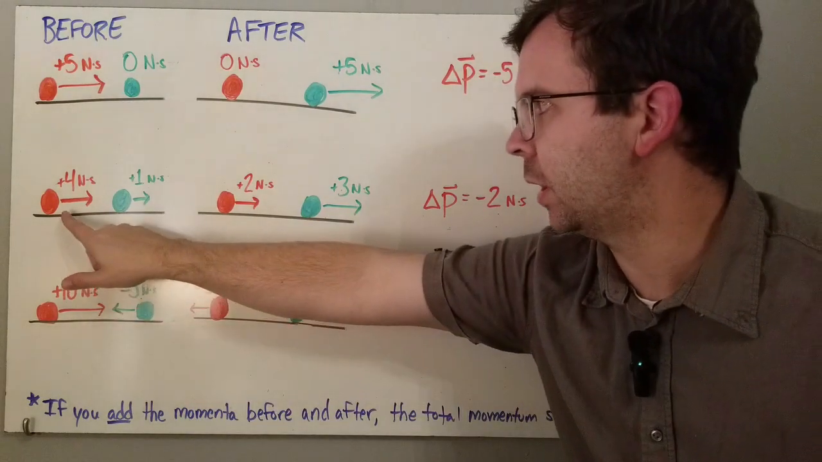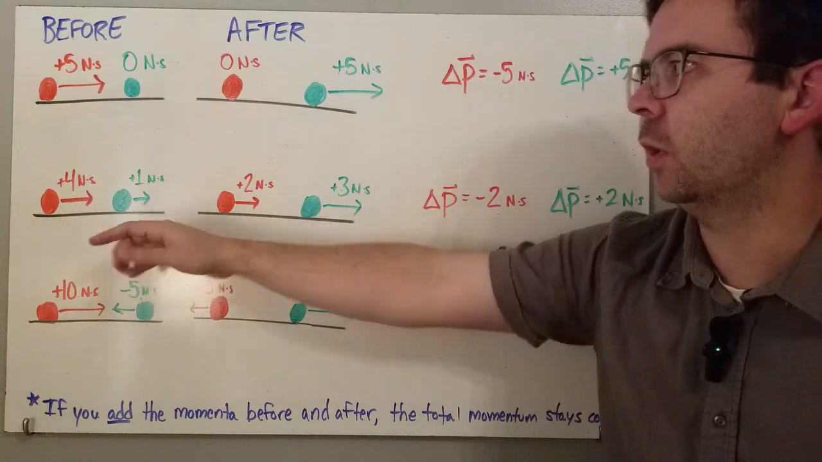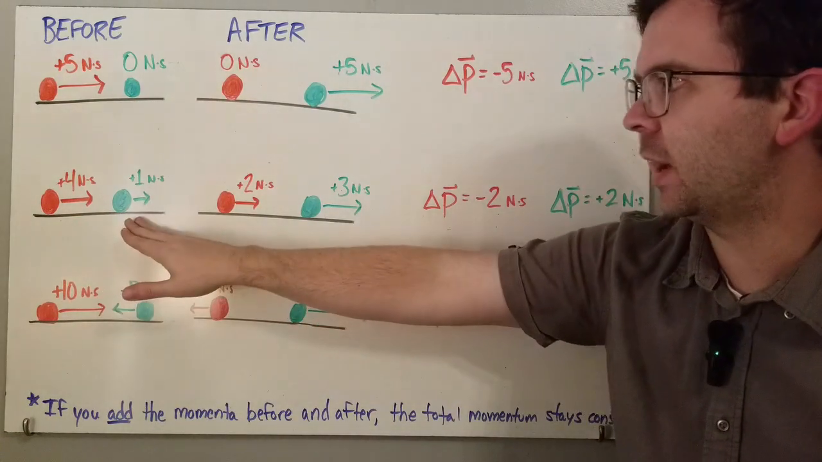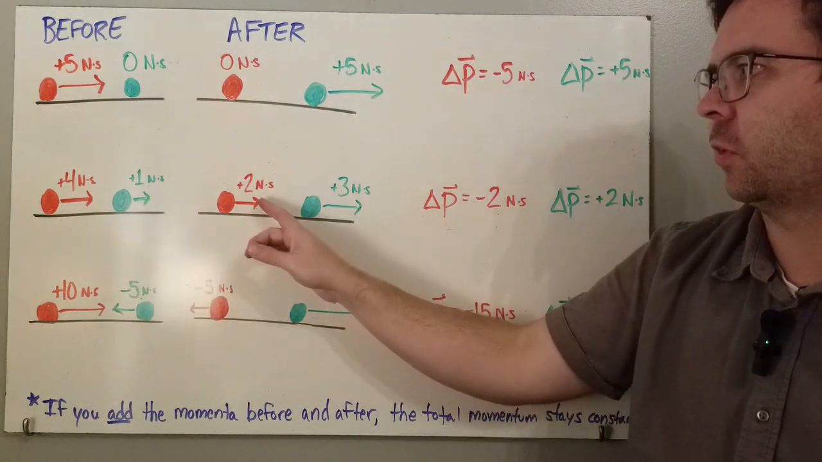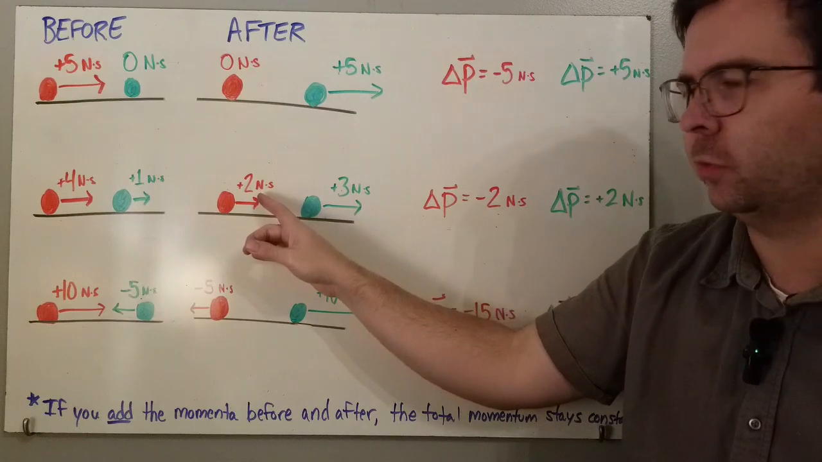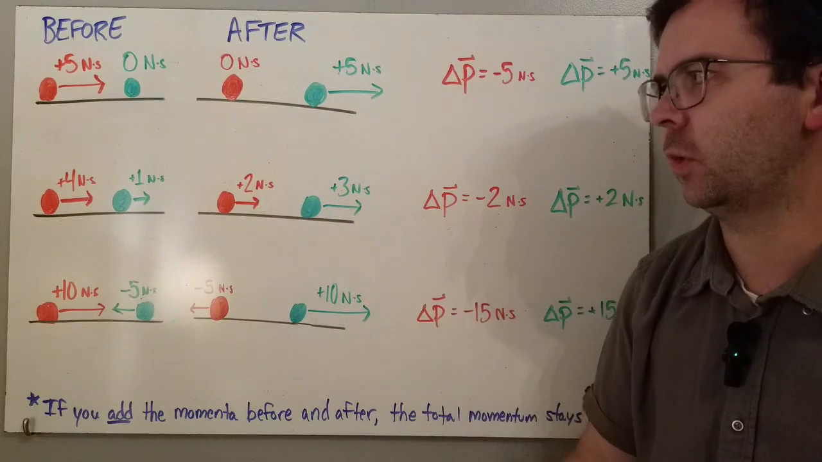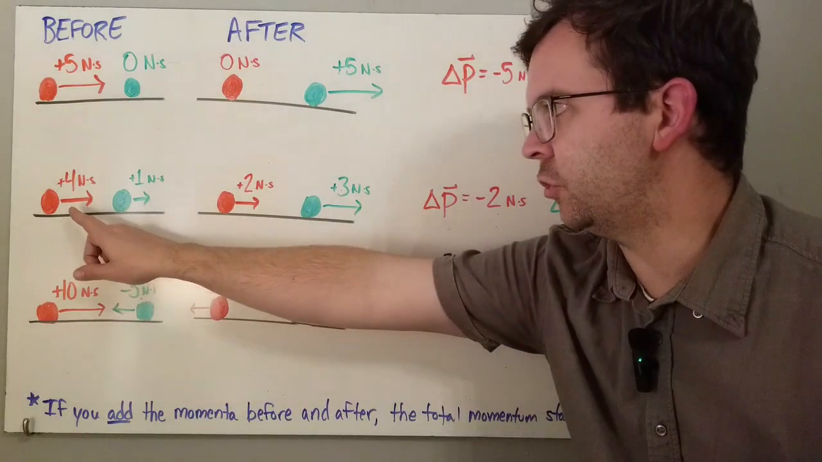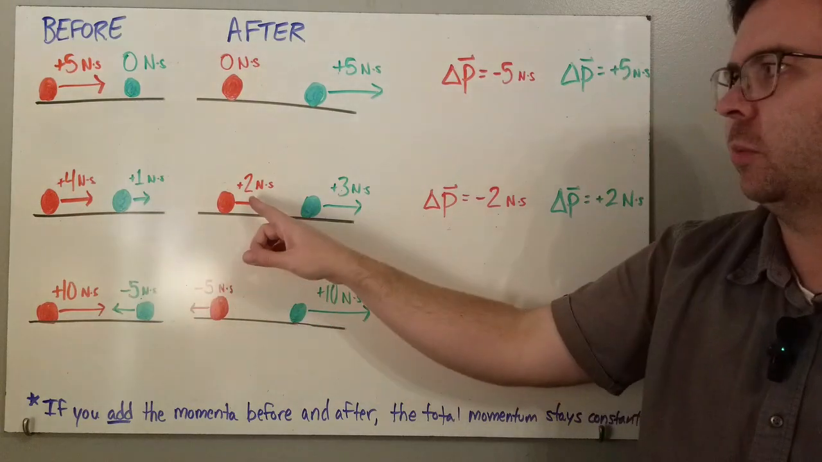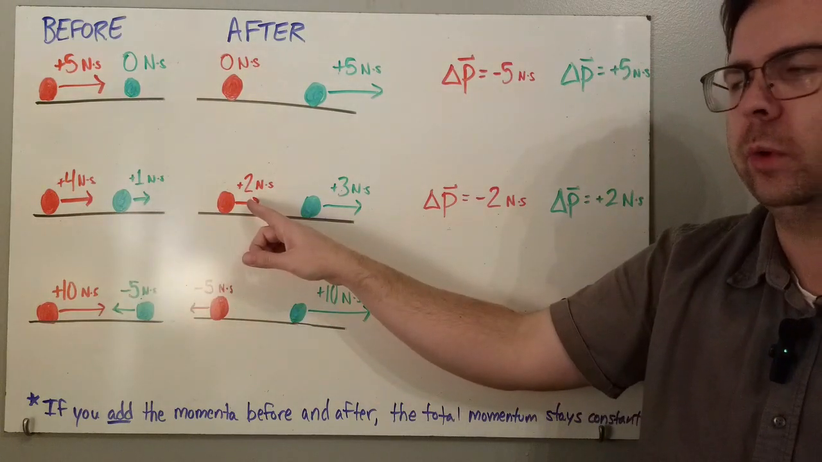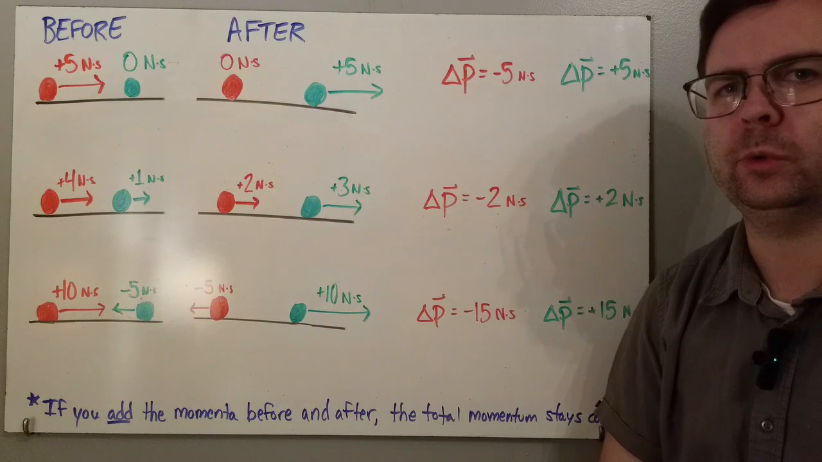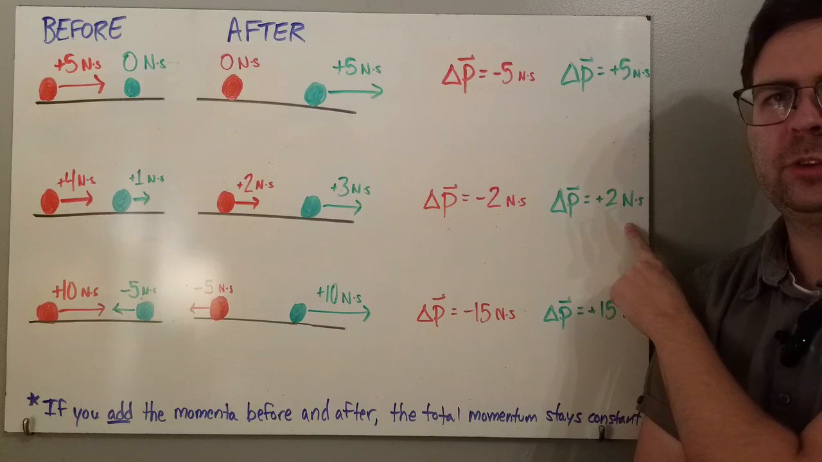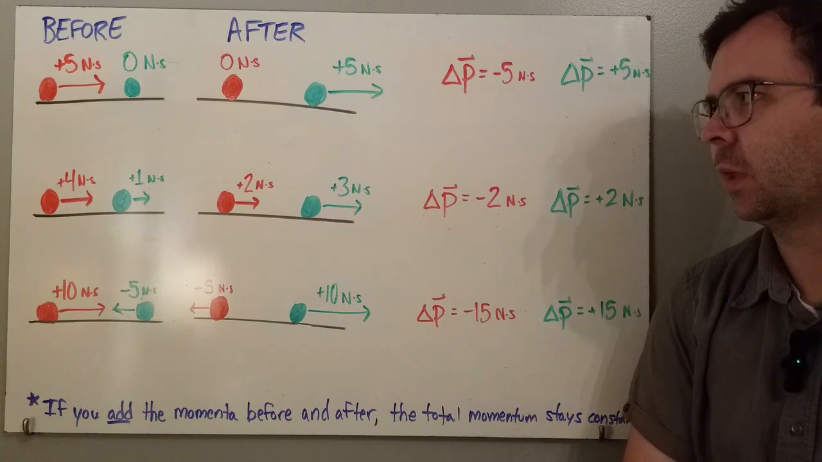Similarly, we have +4 and +1. They're both moving to the right, but the red ball collides with the green ball, and after the collision, the red ball has 2 Newton seconds of momentum, whereas the green ball has 3. If you analyze it again and look at the change in the red ball's momentum, it's gone from 4 to 2. So it's lost 2 Newton seconds of momentum. The green ball, on the other hand, has gained 2 Newton seconds of momentum.